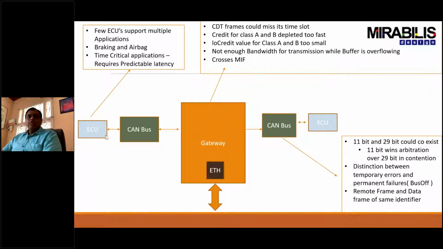Now, all of these can be connected to a variety of networks, can be CAN, Ethernet, can be any of these subsystems. Within them, you can have 11-bit, 29-bit. Some can be FD, some can be regular CAN. You can have temporary errors, permanent failures. You can have different types of frames. All of those need to be integrated into this design.